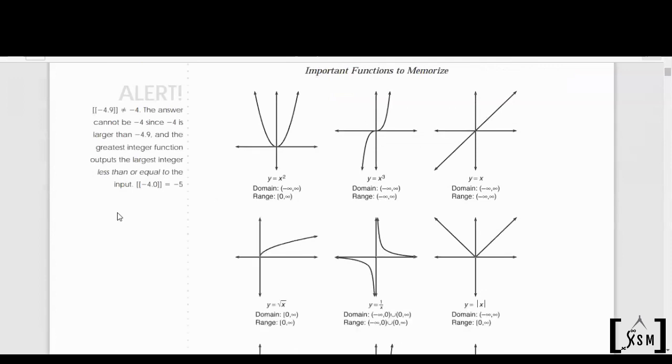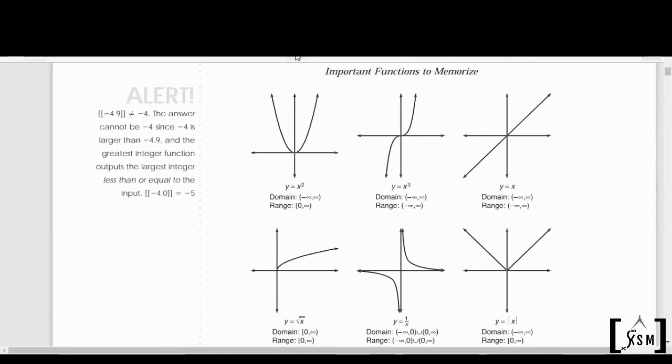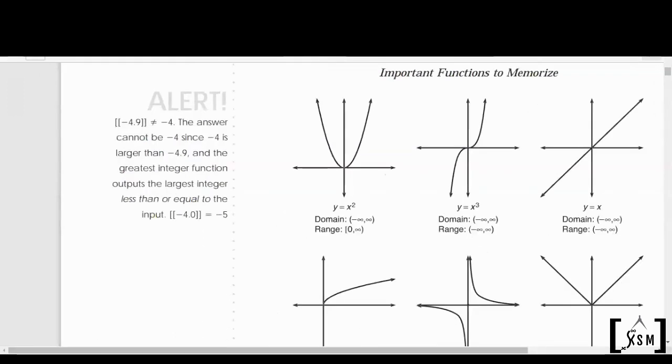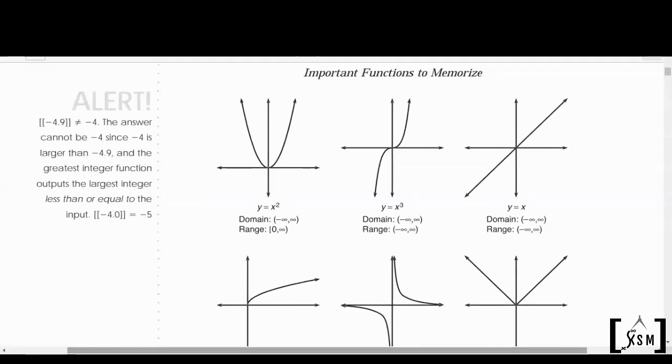Before we move on, let's have a good understanding of the basic graphs that you should always know, because they will be frequently used. The standard x square graph, y equal to x squared, looks like this.